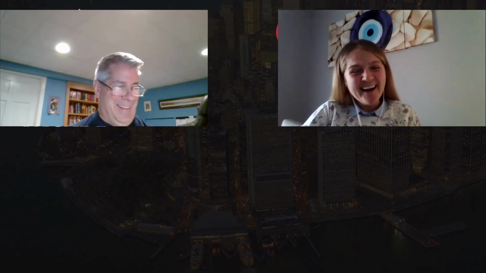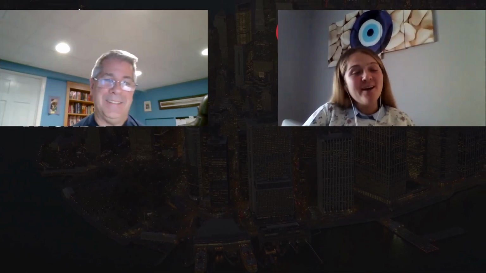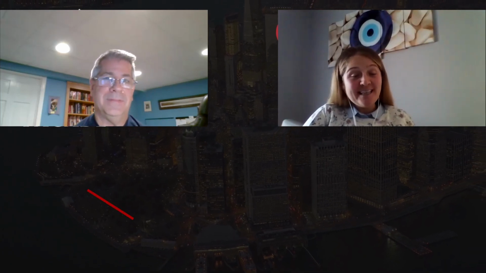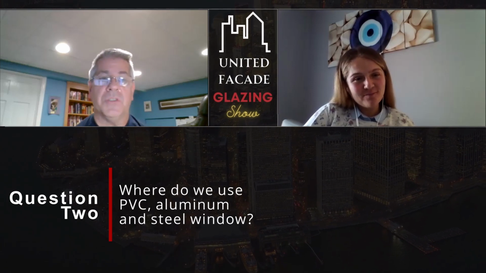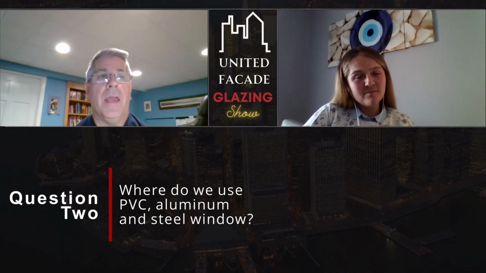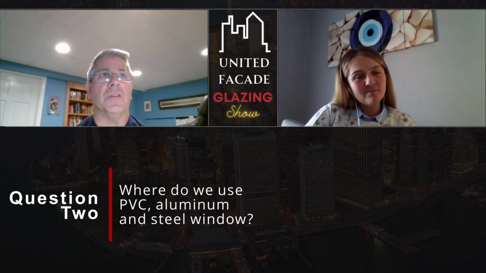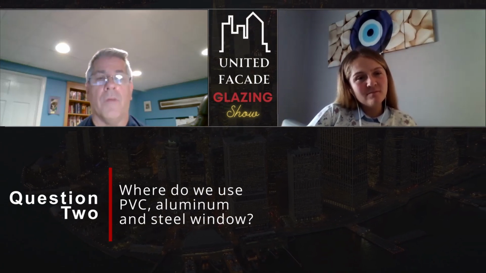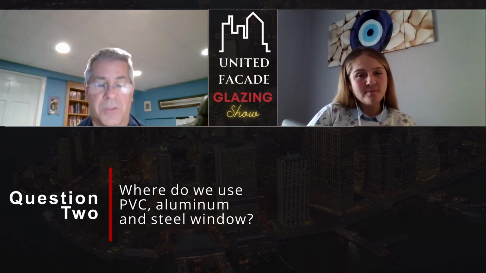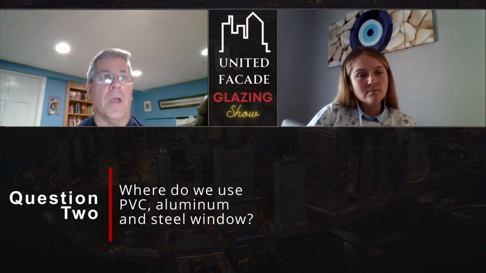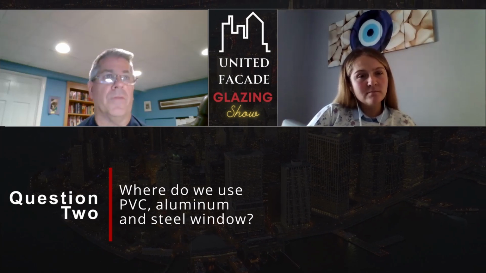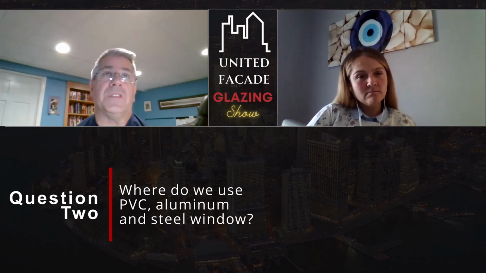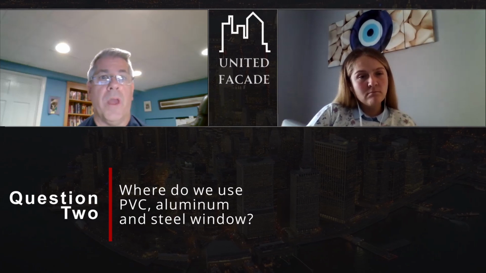So, I wonder, where do we use PVC, aluminum, and steel windows? Okay, so PVC is going to be used in a residential application. It's going to be the least strong or least secure of the three materials that you just spoke about. At least here in the New York City area, in the residential area, for maybe 6 floors and lower, you can get away with PVC.